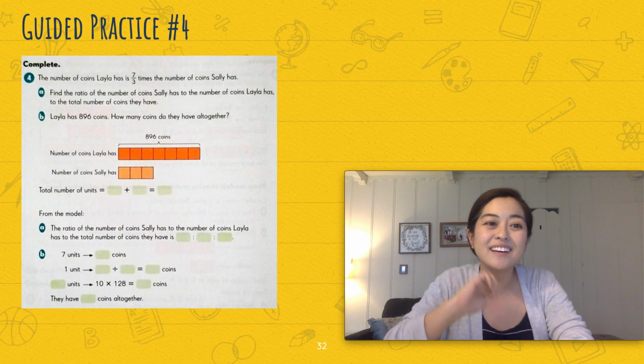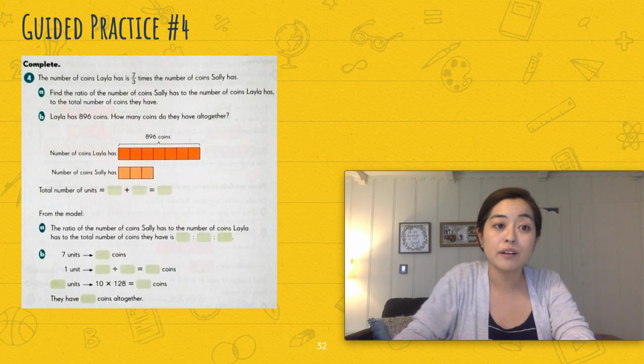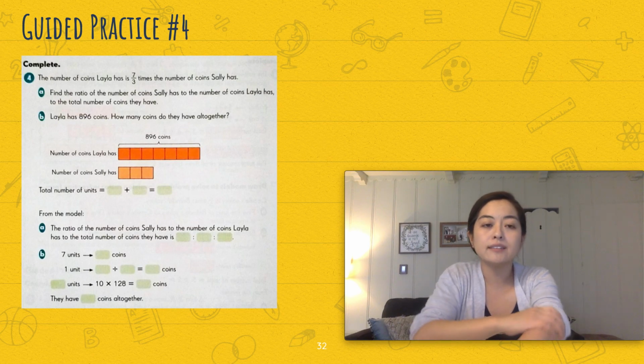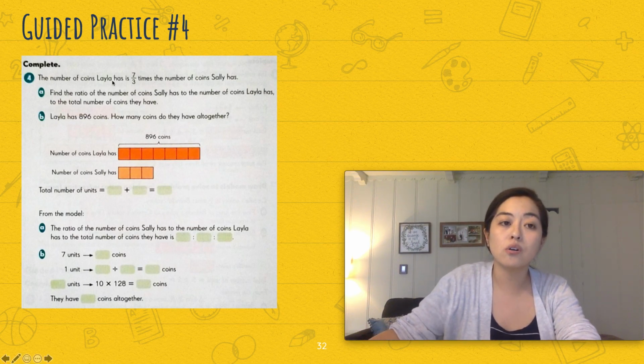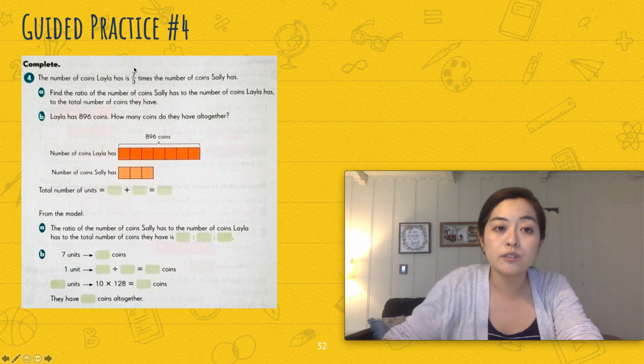Hi again. Let's look at number 4. The number of coins Layla has is 7/3 times the number of coins Sally has. So Layla refers to 7, Sally refers to 3, and you see how they drew the bar model here for Layla with 1, 2, 3, 4, 5, 6, 7 units, and Sally has 1, 2, 3 units here.